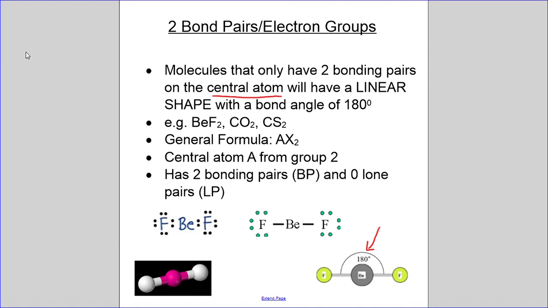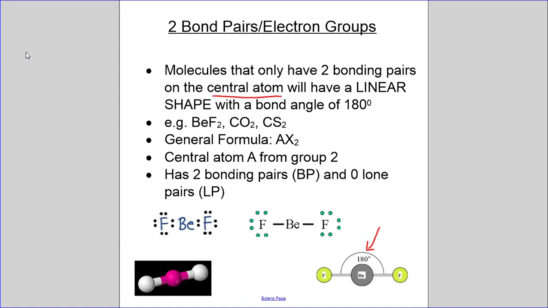So all of the group 2 elements only have two valence electrons anyway, and they're not paired together as a lone pair. So in general, it has two bonding pairs and no lone pairs associated with just the central atom. You might take a look at them and say, well, fluorine has 3 sets of lone pairs, and that's true, but our external X terms are not considered in terms of counting what shape this is going to make.